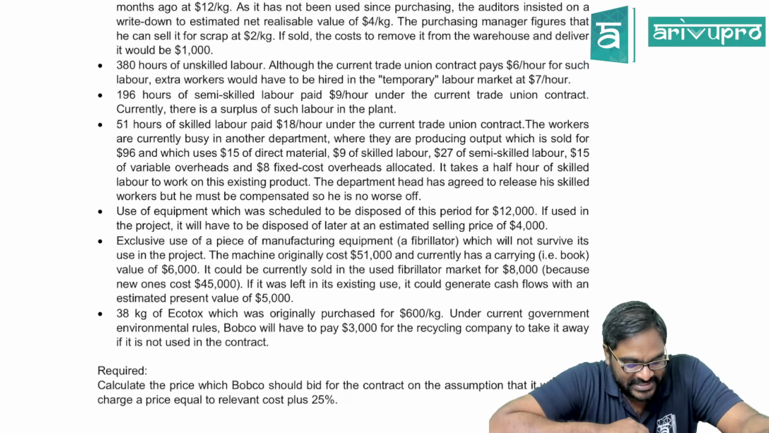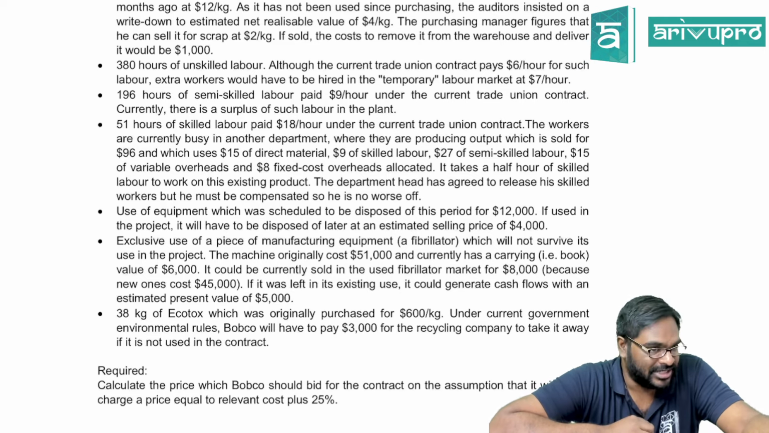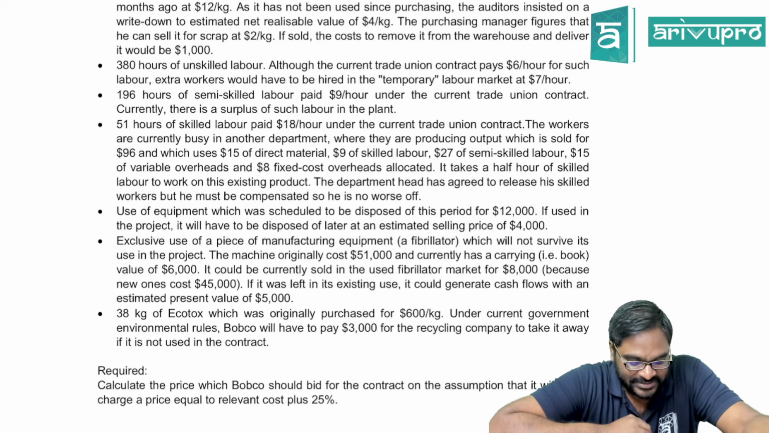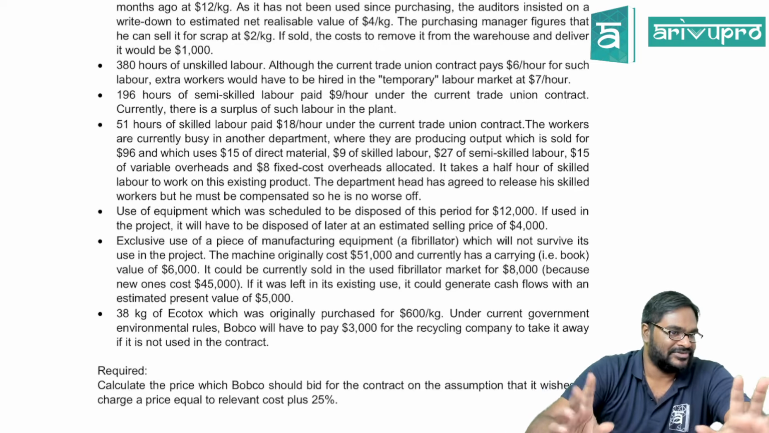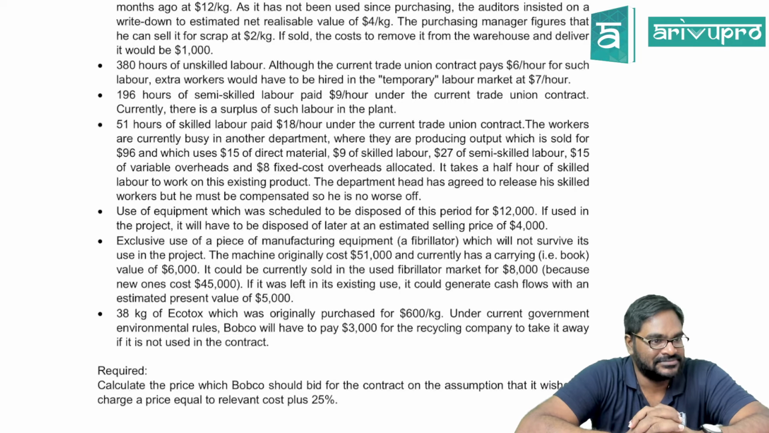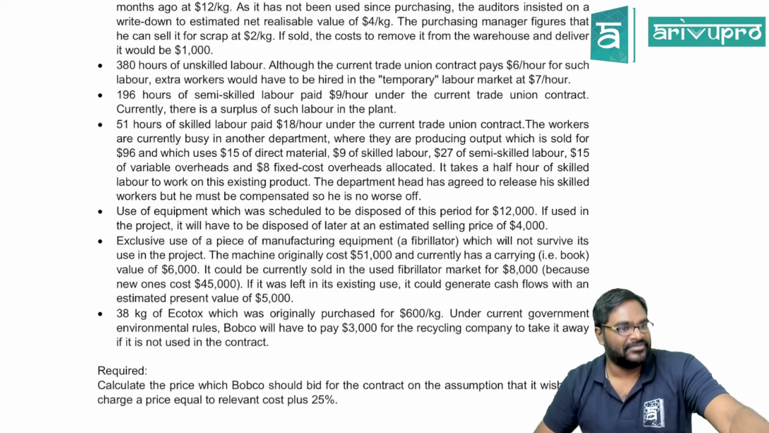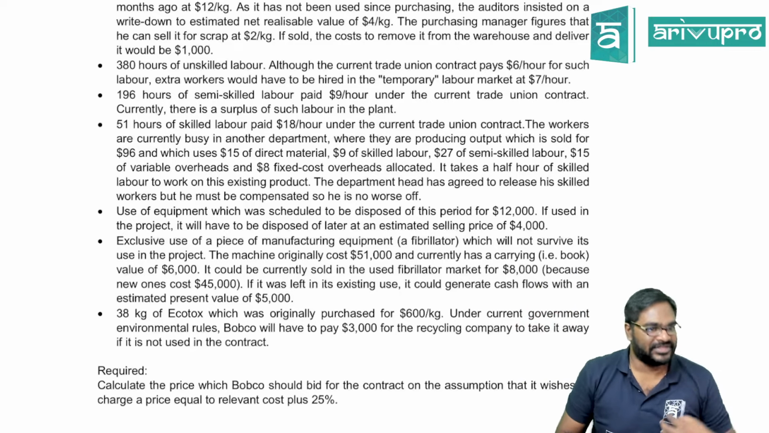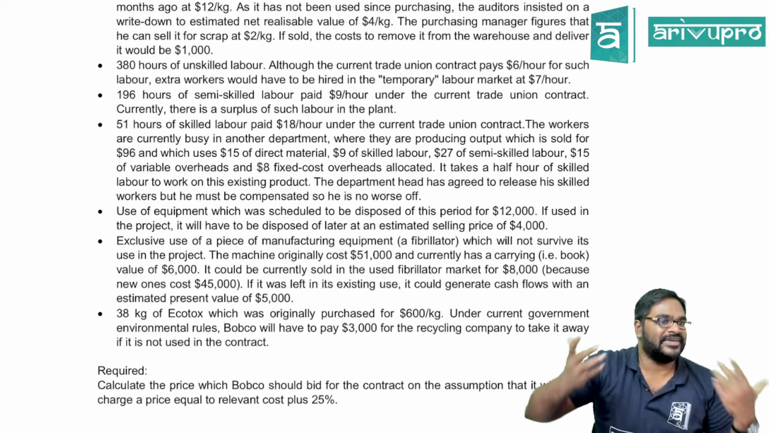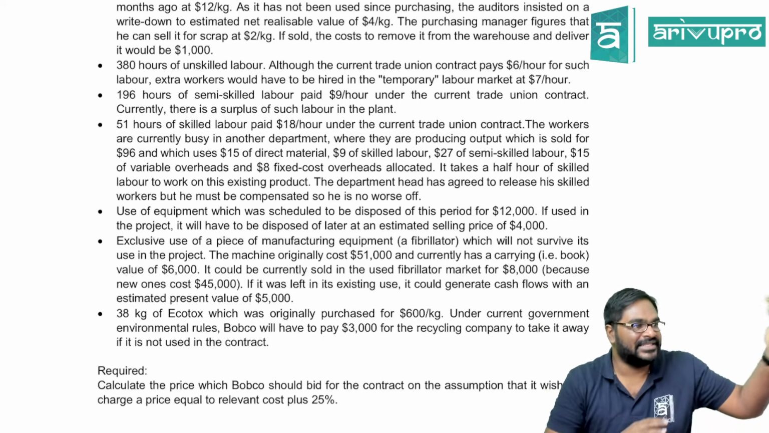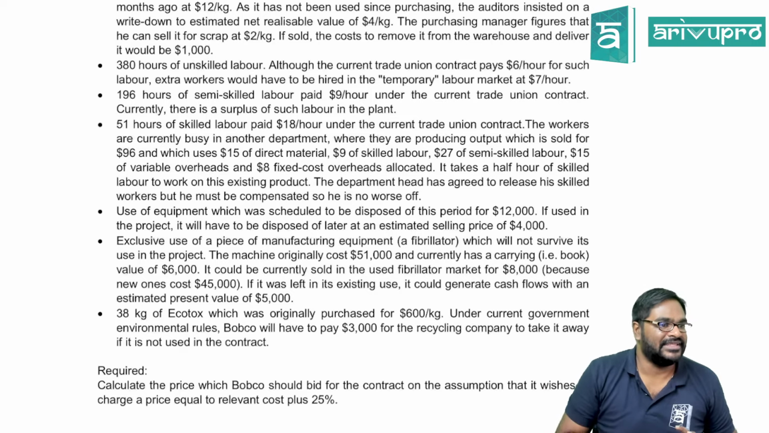Use of equipment which has been scheduled to be disposed of this period for $12,000. If used in the project, it will have to be disposed later at an estimated selling price of $4,000. So what is the relevant cost here? Great. It would be the opportunity cost. If we sell it today, we can get 12,000. But if we use it for the project and sell it, then only 4,000 we are getting. The gap of 8,000 we are losing. So that 8,000 would be the relevant cost when we are defining the cost for the project. Are we good?